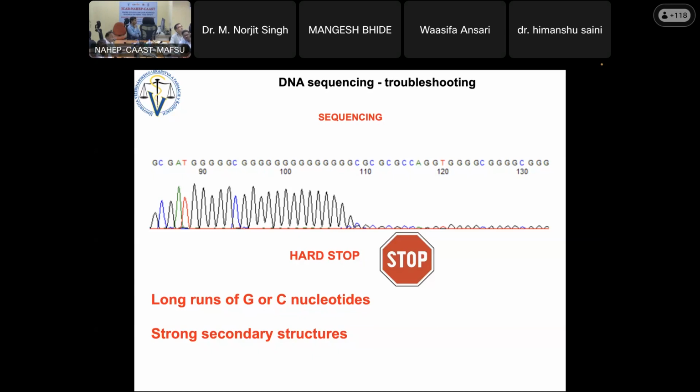Actually, you have a PCR product very well, but cycle sequencing has its own PCR, right? And in that cycle sequencing PCR, unfortunately, something weird is there, so it stops. So this is a run stoppage, and this is called a hard stop. So when you are designing your primer, try to avoid this kind of run in your PCR product.